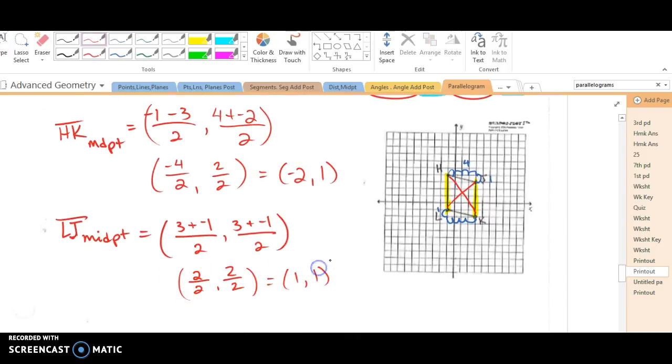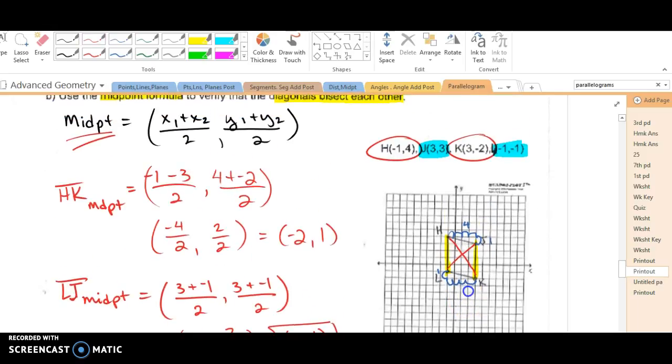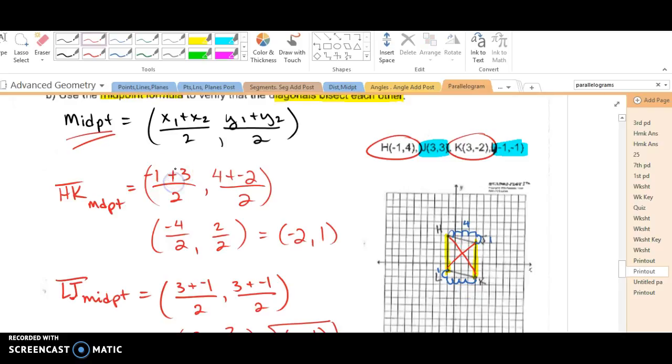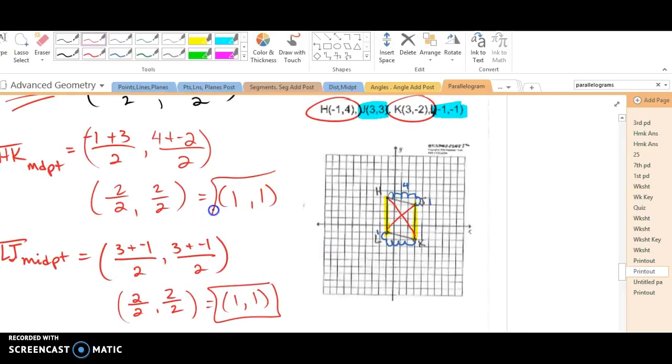Alright, I think I've done something wrong here because they were supposed to come out the same. Let's go back and look at my points. -1 and +3. Silly Miss Benton. So this would have been +2, which would have made this +1. There we go. So the midpoints, same midpoints. Therefore, diagonals bisect each other.